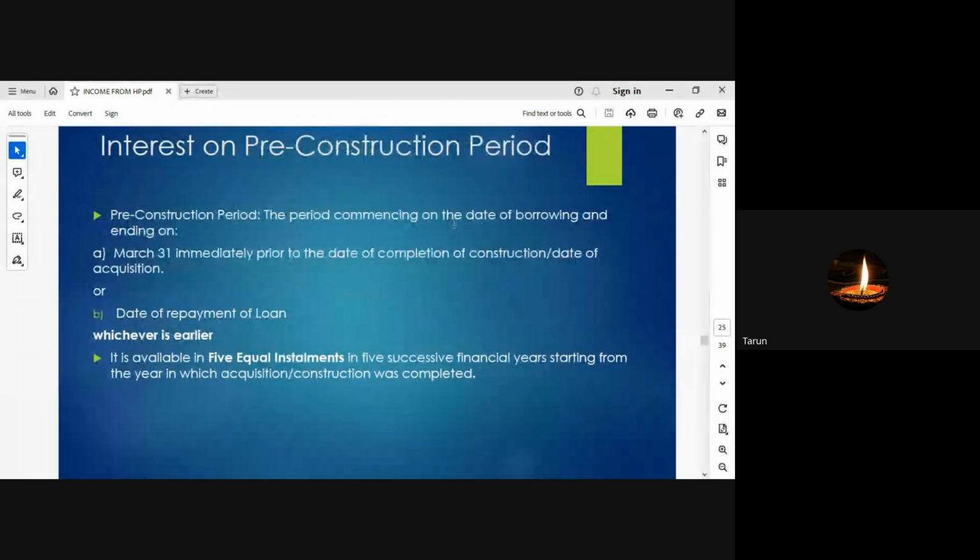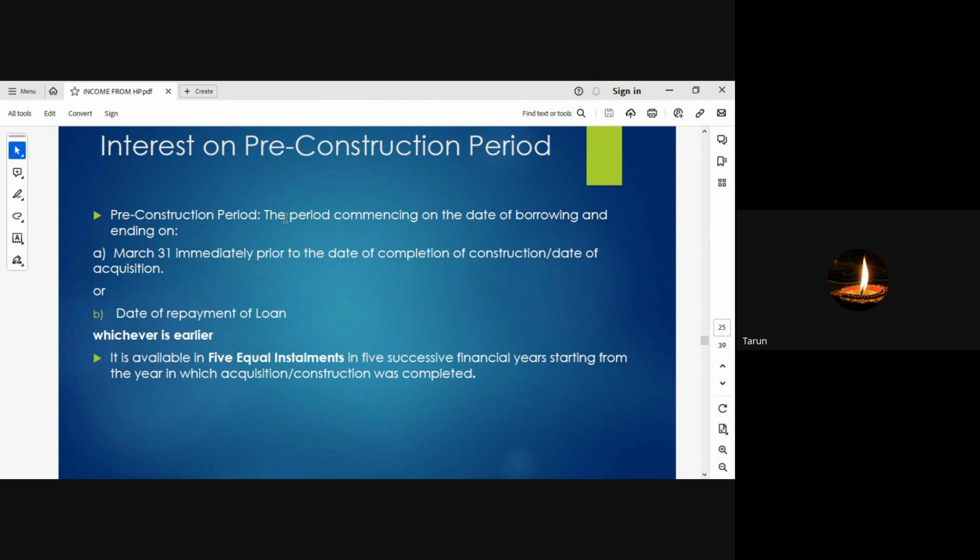Interest on the pre-construction period. How do we calculate the interest on pre-construction? The construction is going to begin, and before that you need to estimate your interest on the property that you have purchased for the purpose of letting out. The pre-construction period is the period commencing on the date of borrowing and ending on 31st March immediately prior to the date of completion of construction or date of acquisition.